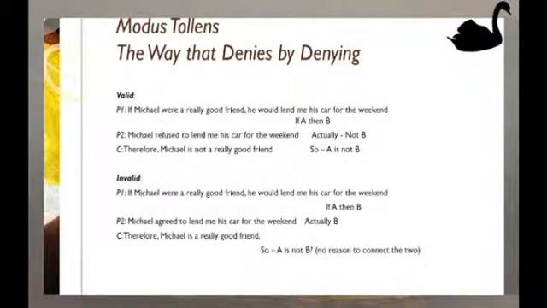An invalid form of that: if Michael were a really good friend, he'd lend me the car for the weekend. Michael agreed to lend me the car for the weekend, actually B. Therefore, Michael is a really good friend. What's the problem with that logic? What's the reason why it's not valid?